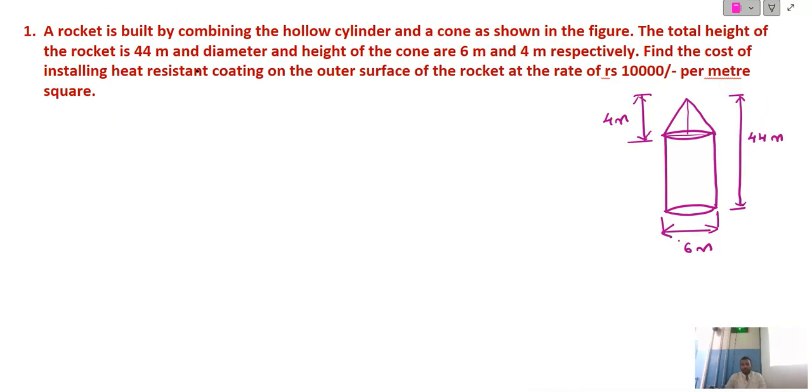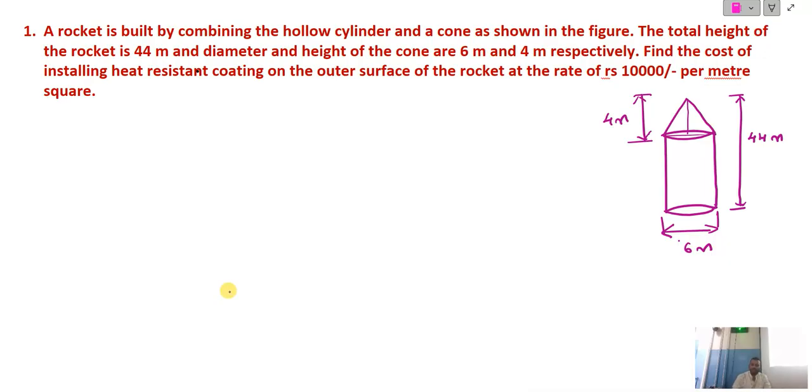Okay, observe, students. The question is here on the screen. A rocket is built by combining a hollow cylinder and a cone as shown in the figure. The total height of the rocket is 44 meter and the diameter and height of the cone are 6 meter and 4 meter respectively. Find the cost of installing heat resistant coating on the outer surface of the rocket at the rate of rupees 10,000 per meter square. Now here we can see the diagram is given.